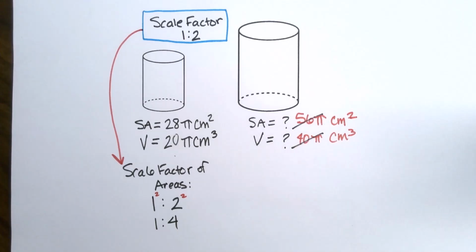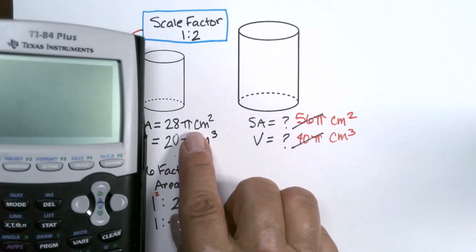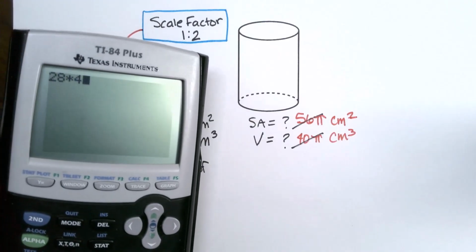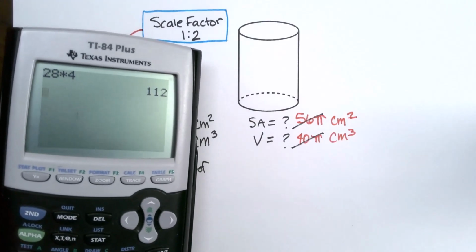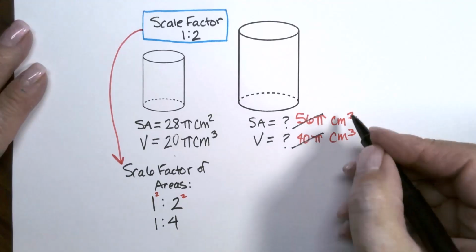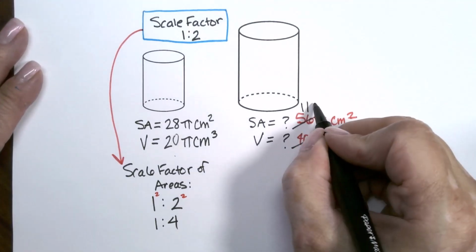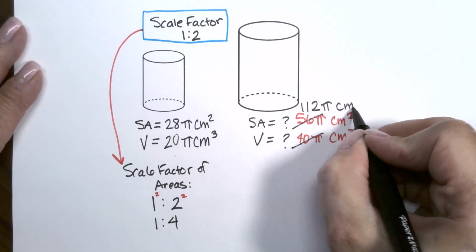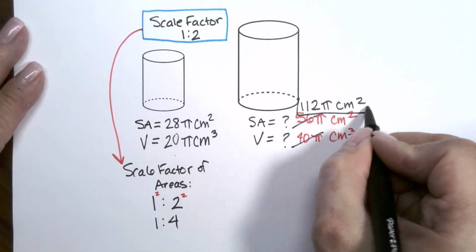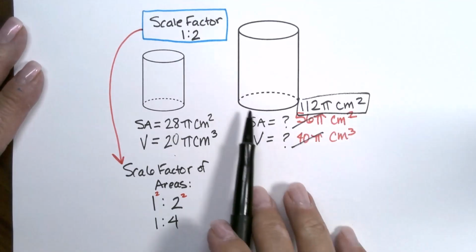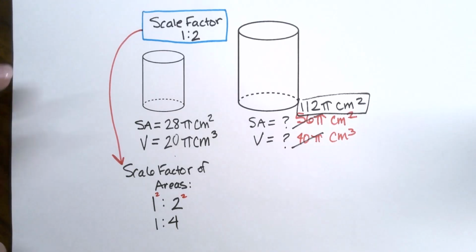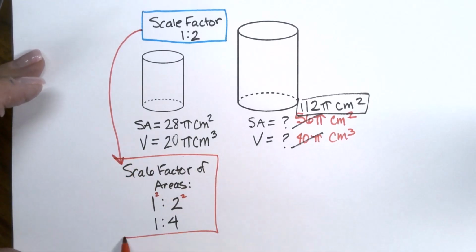So let's get that surface area. We had 28 pi. I'm just going to take the 28 and I'm going to take that times 4. And we get 112. So this was supposed to be 112 pi centimeters squared. That is the surface area for the larger cylinder. Okay, so that is for areas.